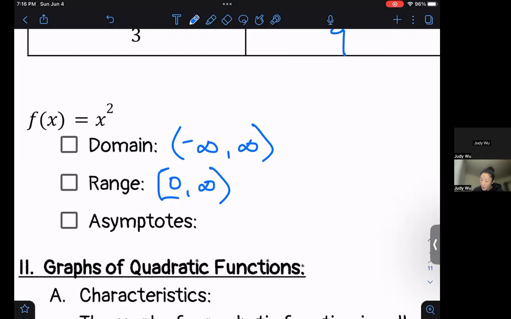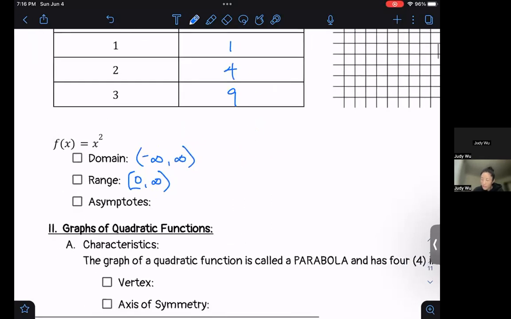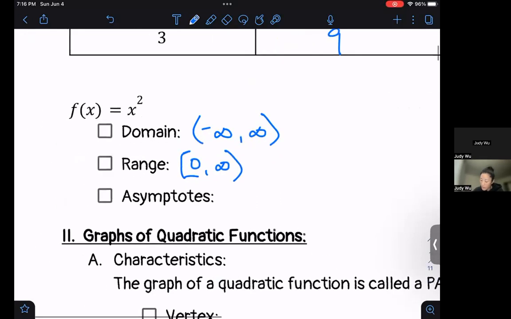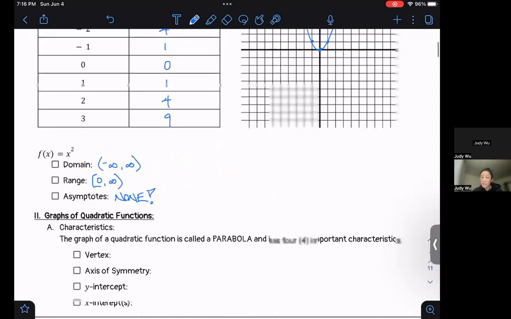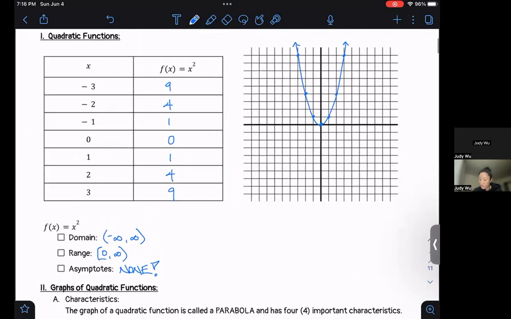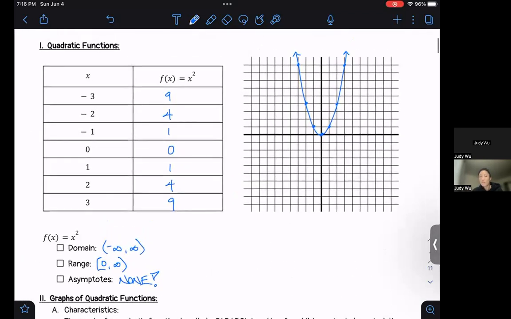Now, asymptotes. I wanted to put that on here because we've started to talk a little bit about asymptotes. There are no asymptotes for x squared. I just wanted us to remember that not every function has special characteristics like an asymptote.